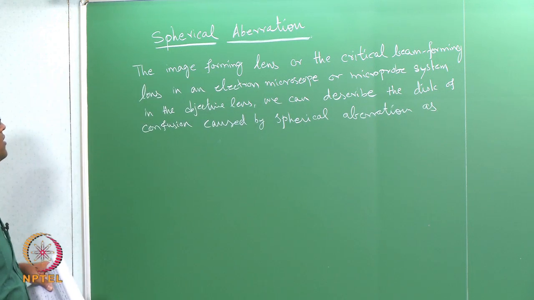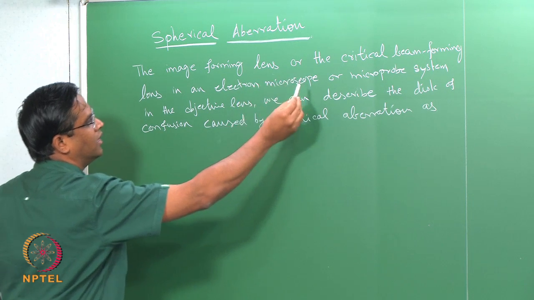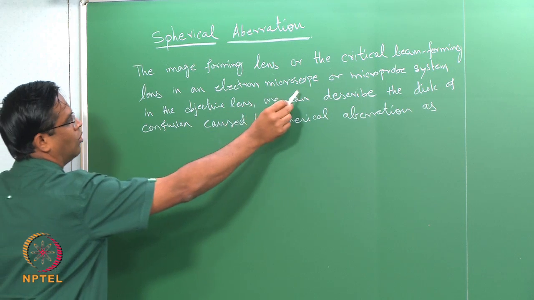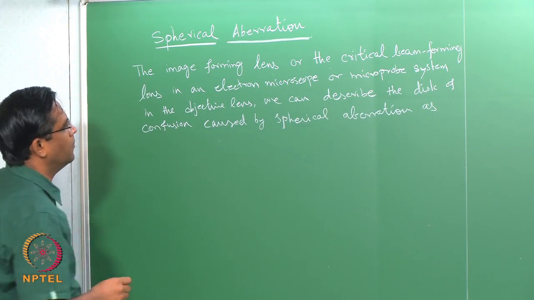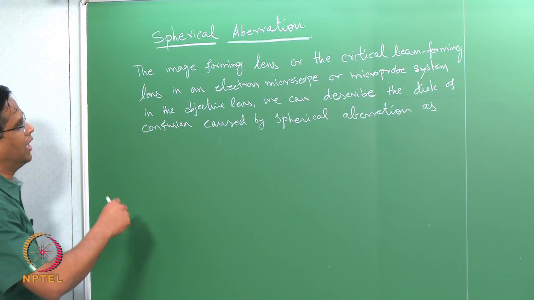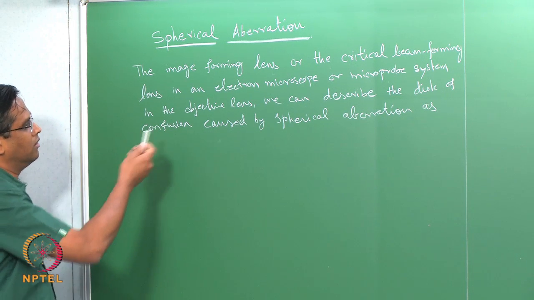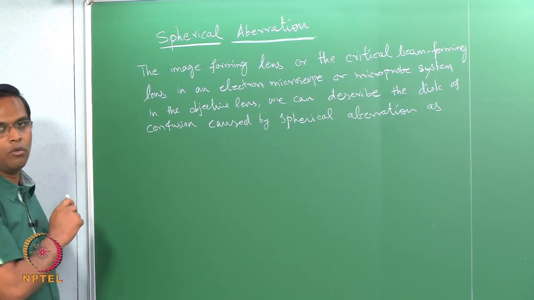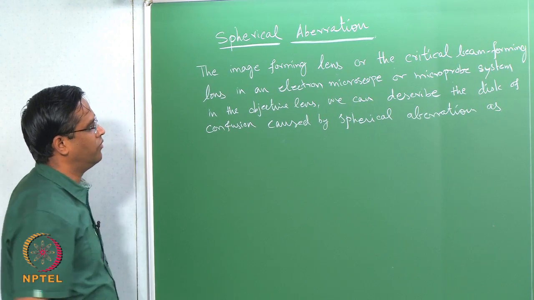So what I am trying to write here is the image forming lens or the critical beam forming lens in an electron microscope or microprobe system, the objective lens. We always talk about the objective lens, whether it is an image forming lens or a critical beam forming lens in an electron microscope, or an electron microprobe analyzer. We are always concerned about the aberrations of the objective lens.